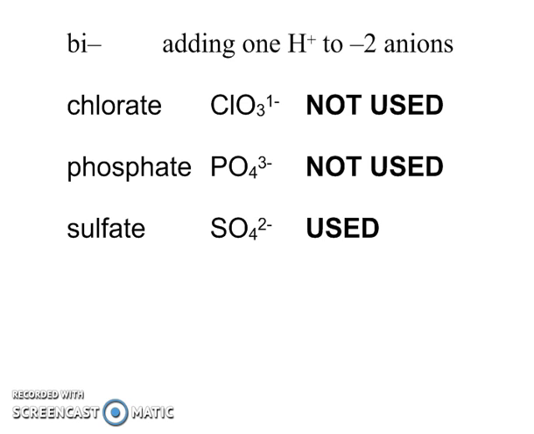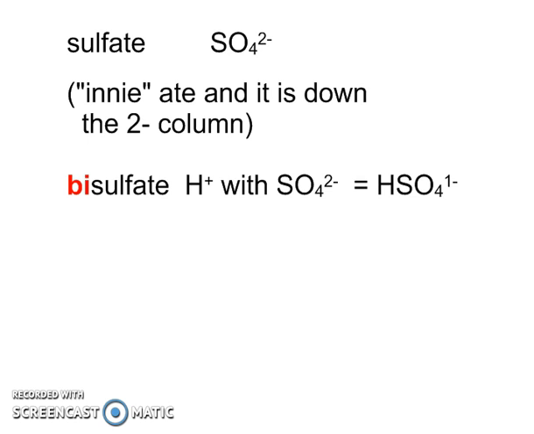Bi means 2, and in this context, the 2 is referring to the charge of the anion. So because sulfate is SO4-2-, we can use the prefix bi on sulfate and develop a new ion based on the name bisulfate. Sulfate is SO4-2-. It's an ini-ate, and it's down the -2 column.